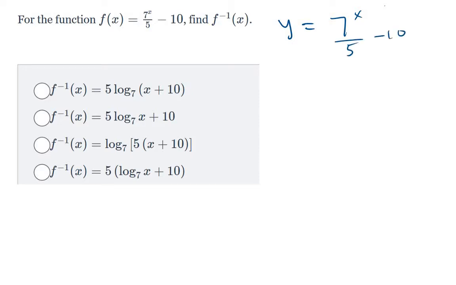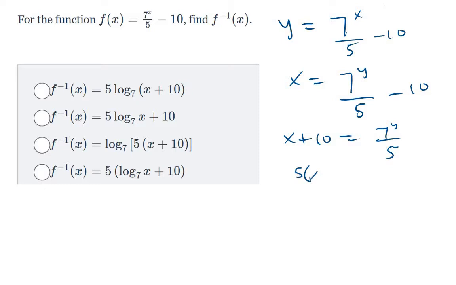So if you remember what we did way back, to find the inverse we switch x and y. x equals 7 to the power of y divided by 5 minus 10, which you are going to add 10 to both sides, and then you have 7 to the power of y divided by 5, and then the next thing is to multiply both sides by 5.